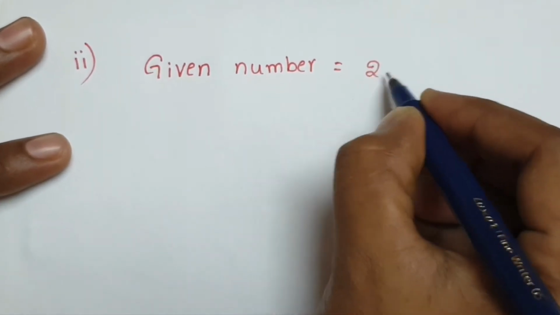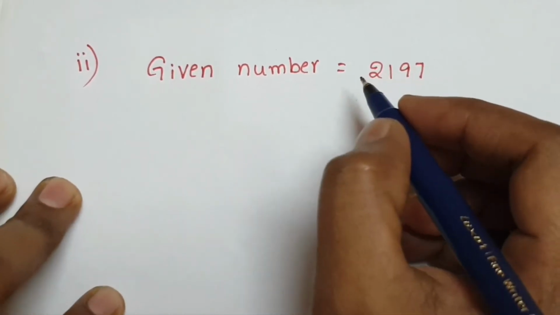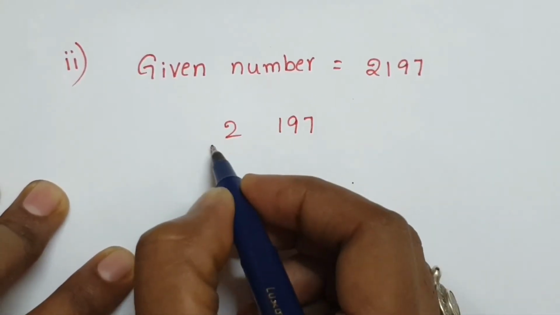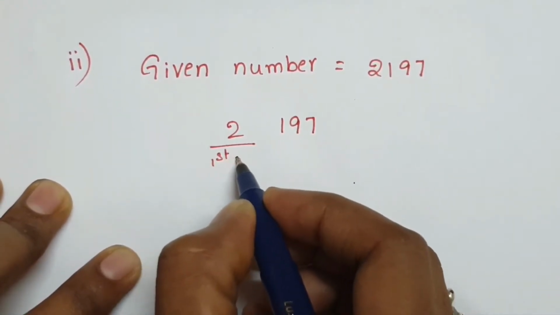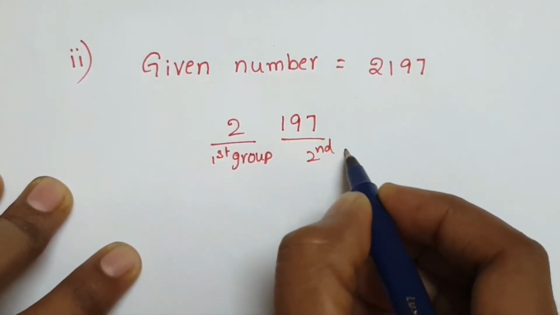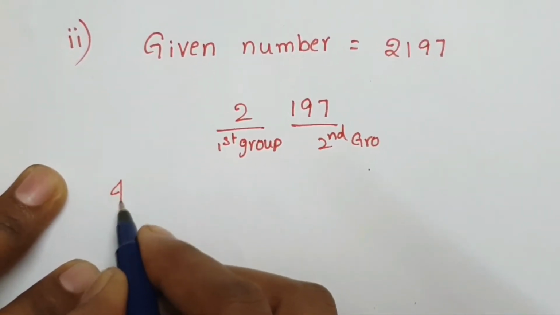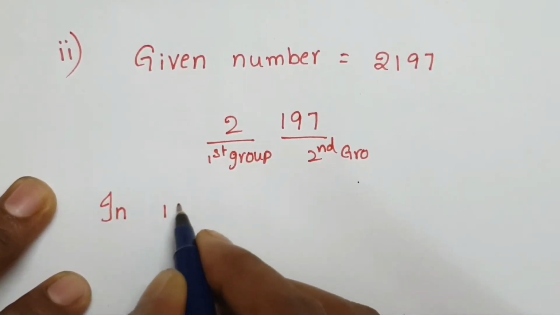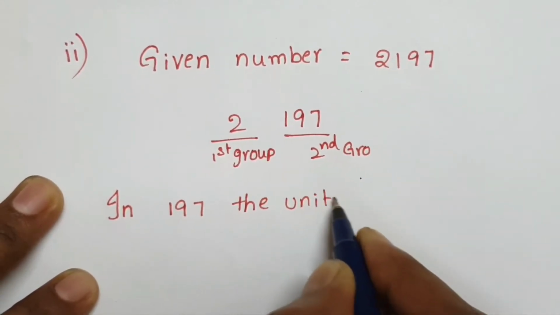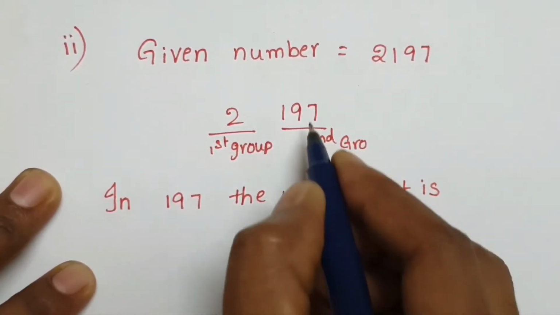Given number 2197. In that, divide into two groups, first group and second group. Here 2 is the first group, and 197 is the second group. For that, in the second group, in 197, the units digit is, what is the units digit? 7.